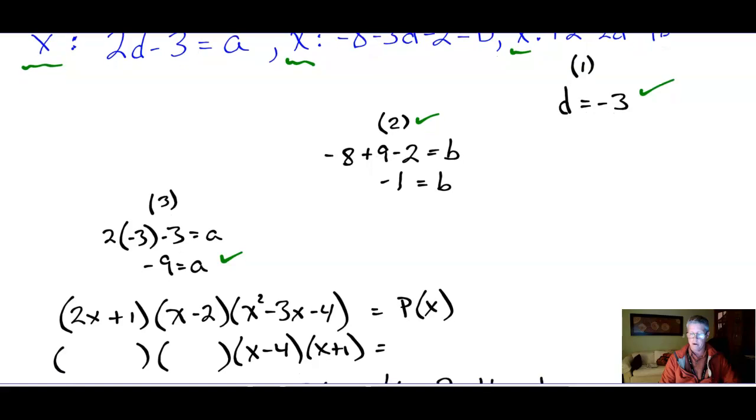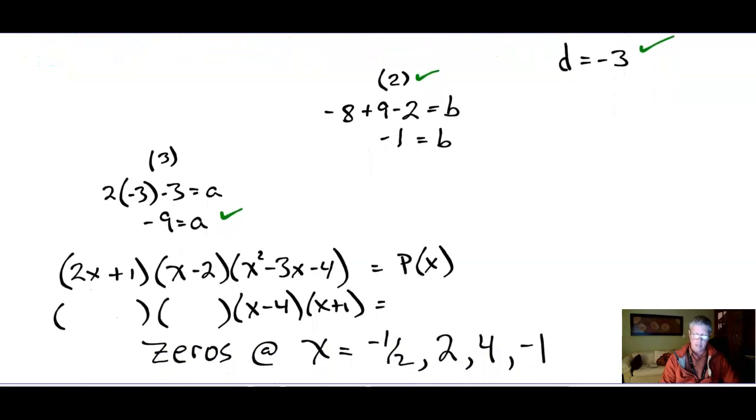All right, so mission accomplished. I got all my variables done. Now I'm going to look at that quadratic. It turns out that quadratic can be factored, and therefore my zeros are going to be, from this, negative 1/2, from this, positive 2, 4, and negative 1. Easy peasy.